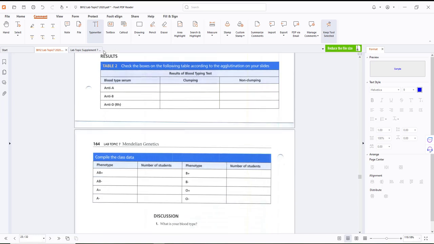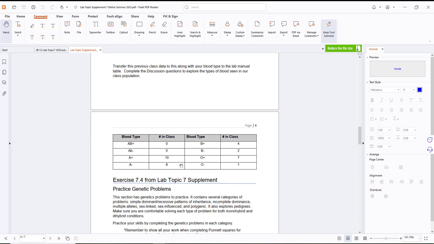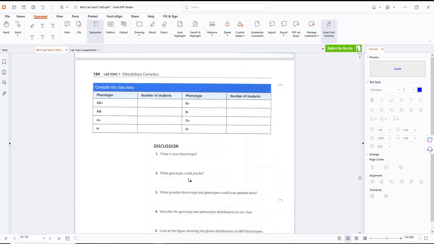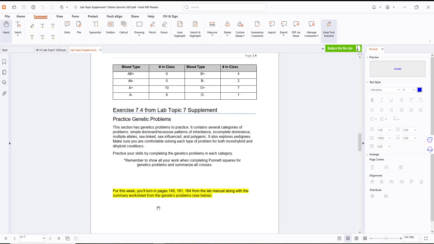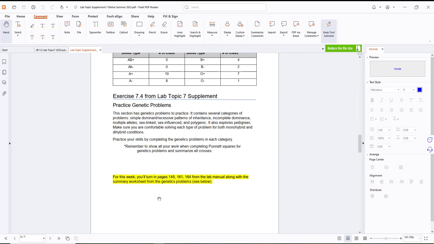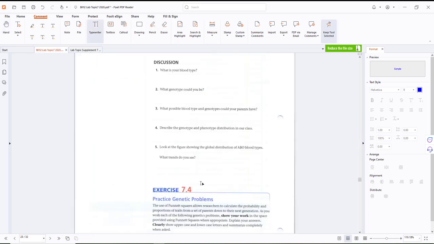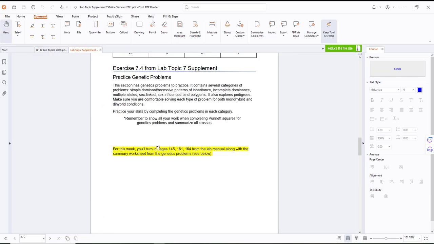And then we have some data that you can transfer over from the people in the class of whose blood type is whom. So you can just transfer that over into your chart and then answer the questions. Okay? And then finally we have exercise 7.4. So that goes into lab topic, the genetics problems, the weird practice problems.